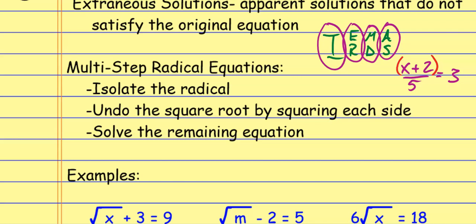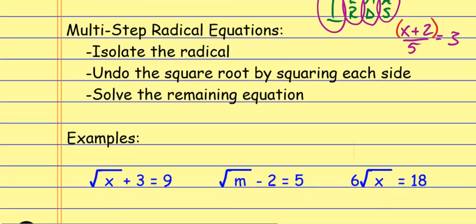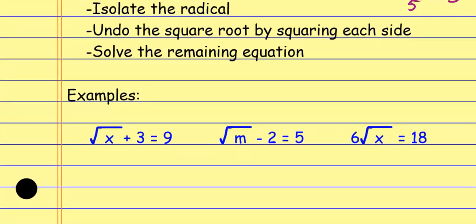So the memorization version of this is: isolate the radical, undo the square root by squaring each side, and then solve what's left, okay? And so again, if you look at this one, if you just work backwards through order of operations, I've got a root and I have addition. Well, according to order of operations, if I was actually simplifying, I would do the root and then the addition. But if I'm solving, I work backwards through order of operations. So I undo the addition first by subtracting 3 from each side.